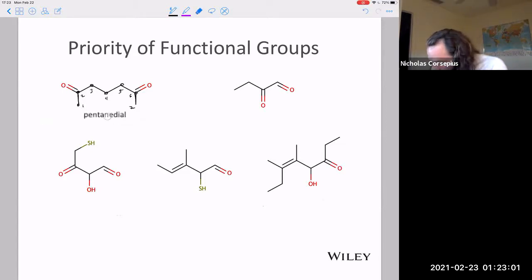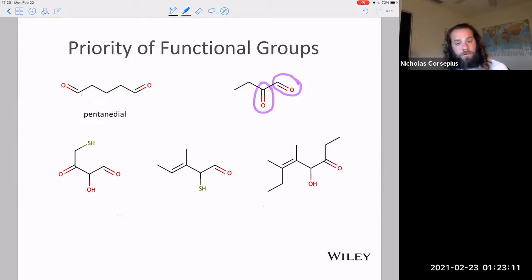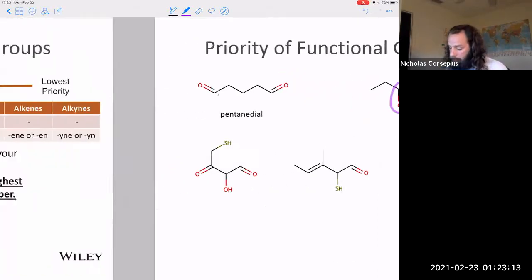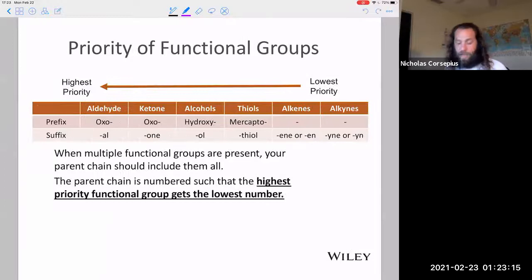Okay, so now, just erase that back to the original. So now in this example, we have two functional groups. One's an aldehyde, one's a ketone. So remember our priorities list here. Aldehydes are higher in priority than ketones, which means that the aldehyde is going to keep its -al suffix, but the ketone is now going to be referred to as an oxo group.